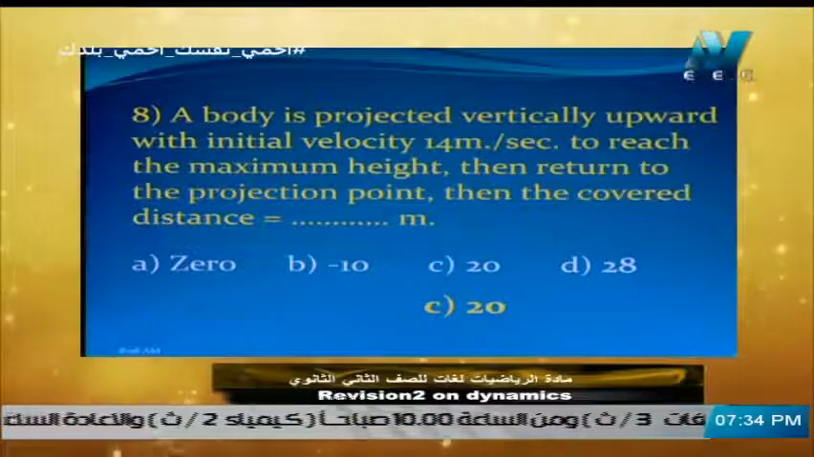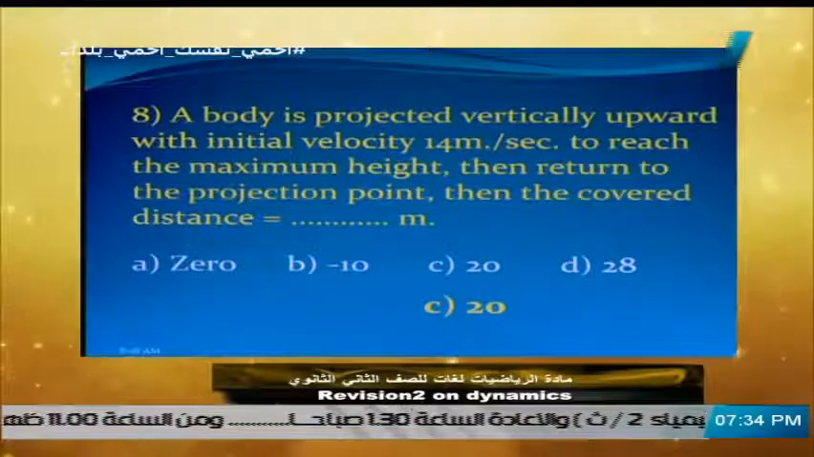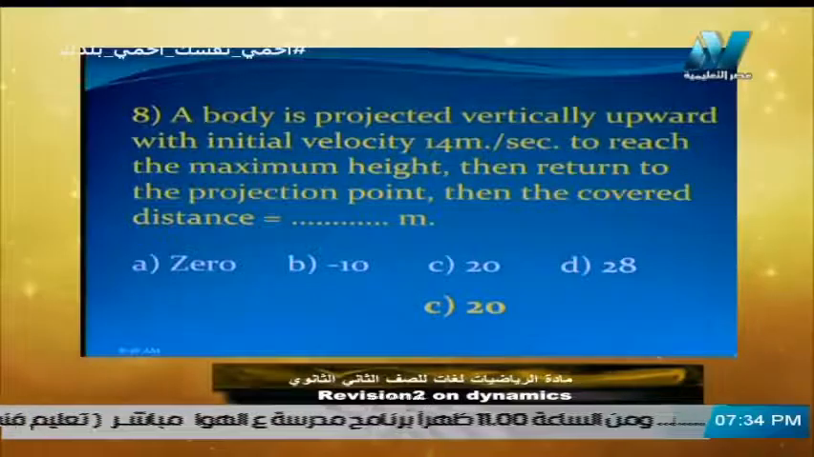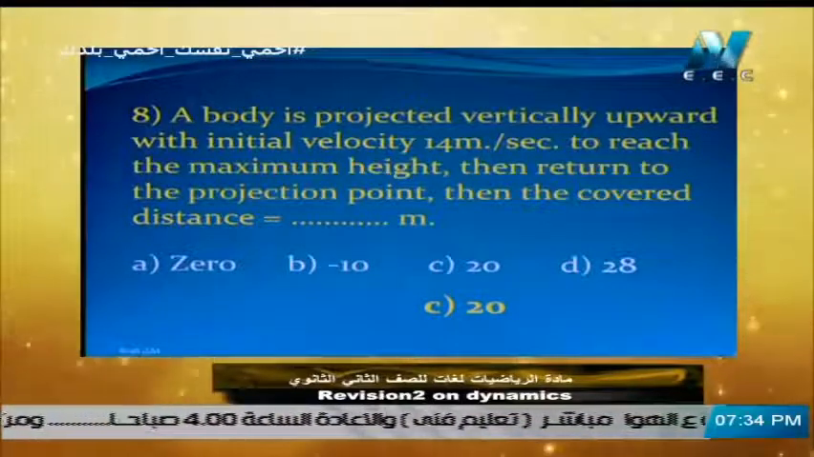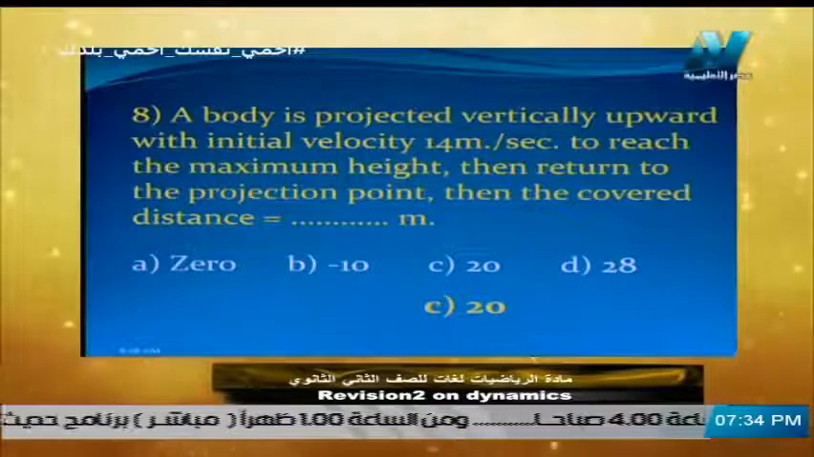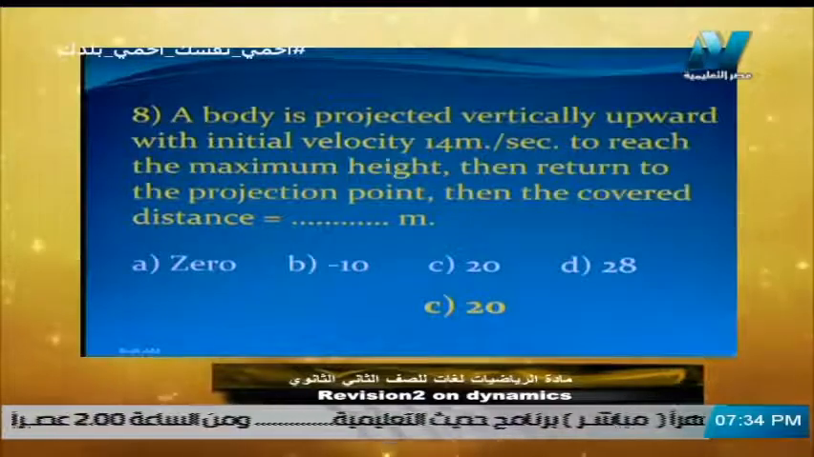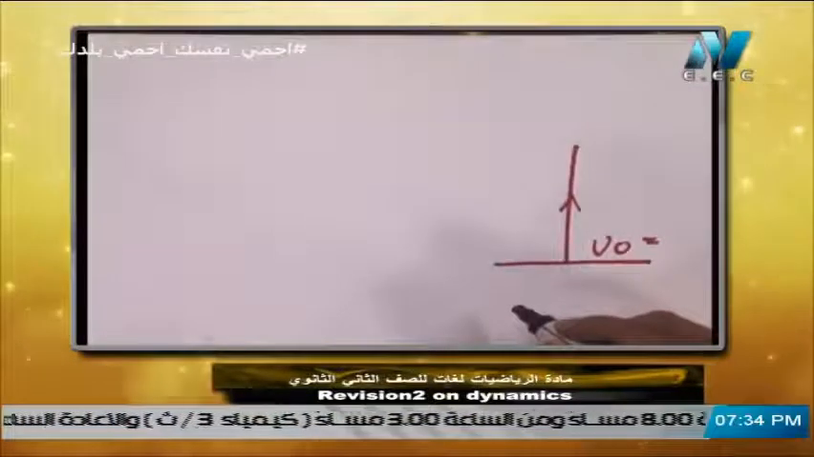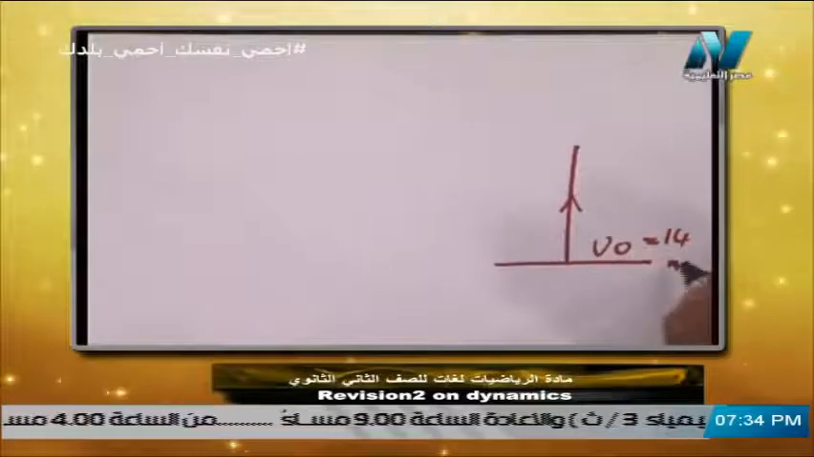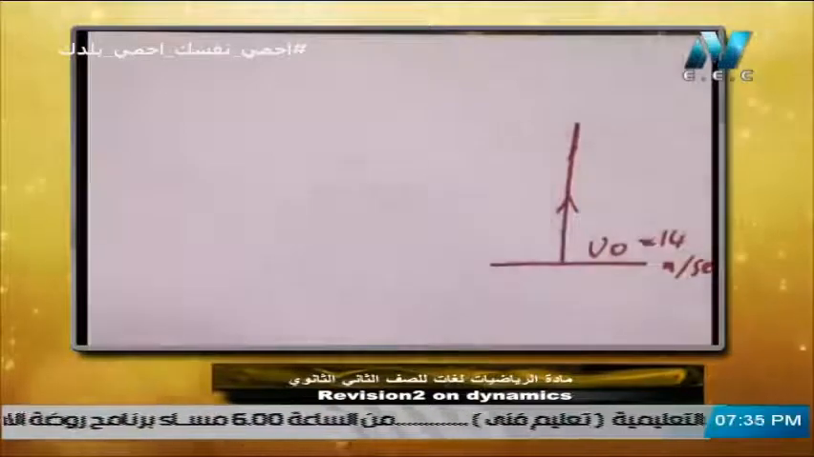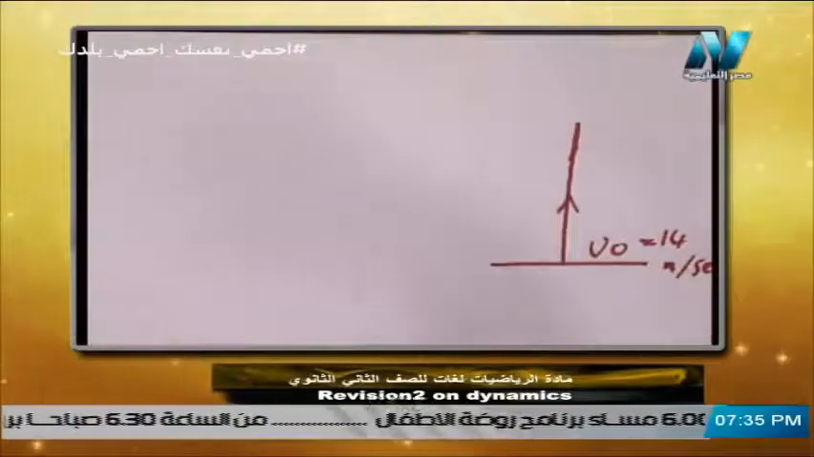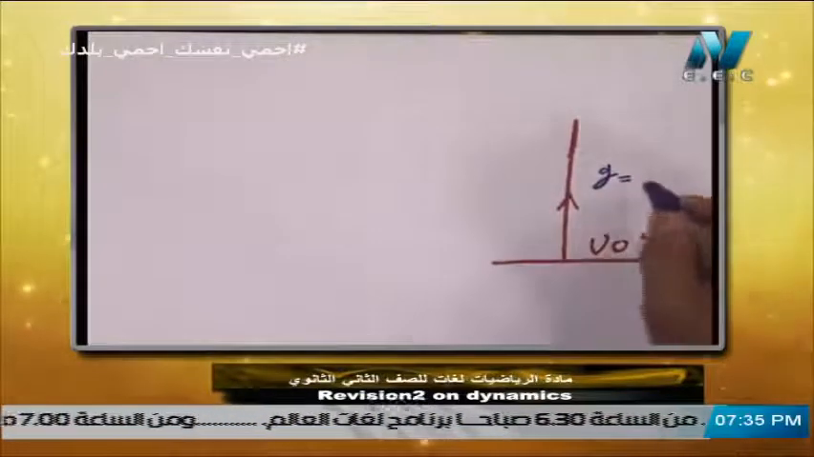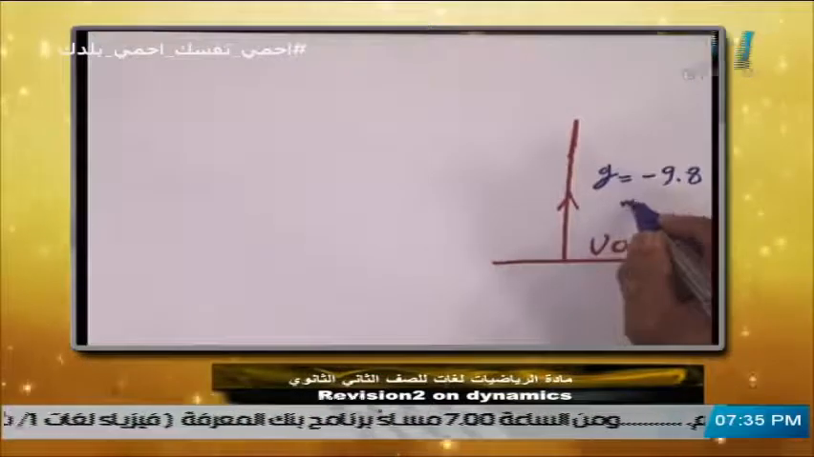He said a body is projected upward. Let us see here, using data now, a projected body, say from the ground, with velocity v naught equals 14 meter per second. It is projected upward, which means that g equals -9.8 meter per second squared.